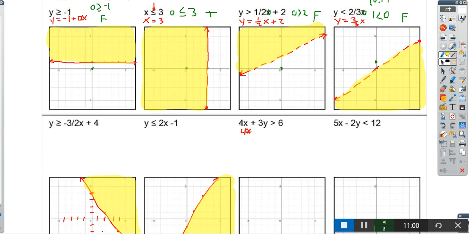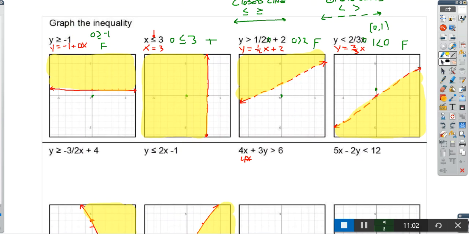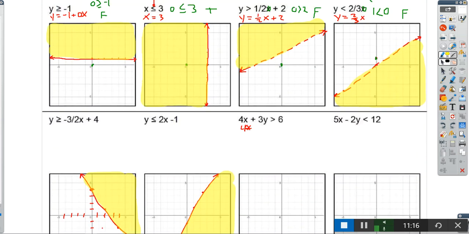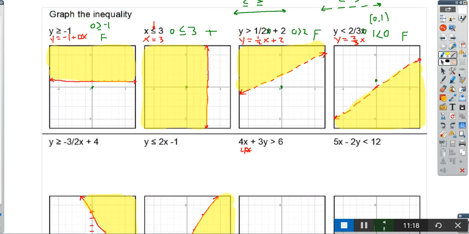Okay, good stuff. Now, for the next two, I just went ahead and gave you the answers because it's the same basic idea, same basic property that we've been dealing with in the first 4 problems. But the last two are a little bit different because you're given the equations in standard form. So let's go ahead and deal with that.